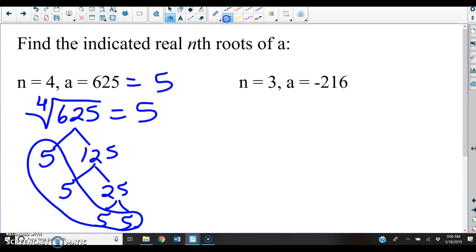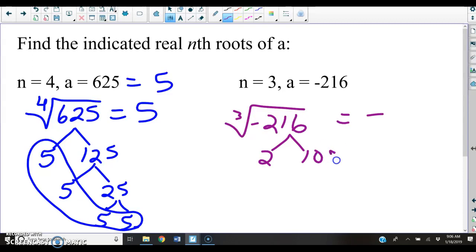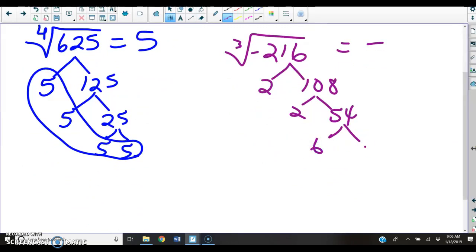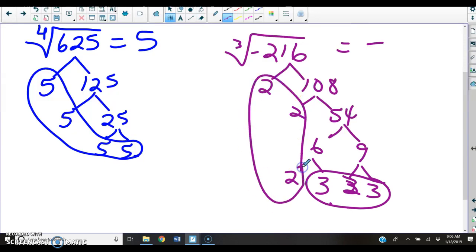Okay. The cube root of negative 216. Well, first of all, I know it's going to be negative. So I'm going to write down 216. Well, that's 2 times 108, which is 2 times 54, which is 6 times 9. Well, 6 is 2 times 3, 9 is 3 times 3. So I got 3 3s, I got 3 2s. So this will be negative 2 times 3, in other words, negative 6.